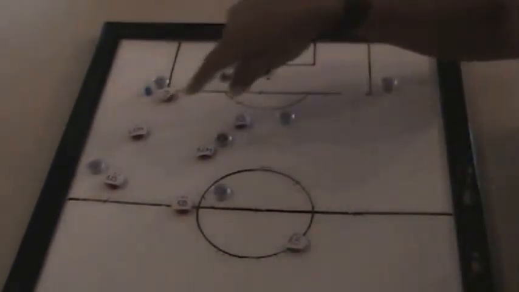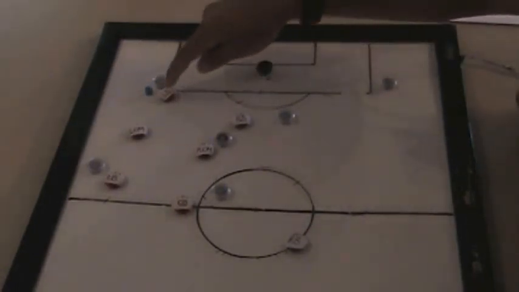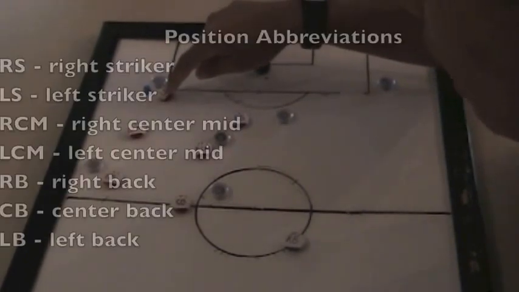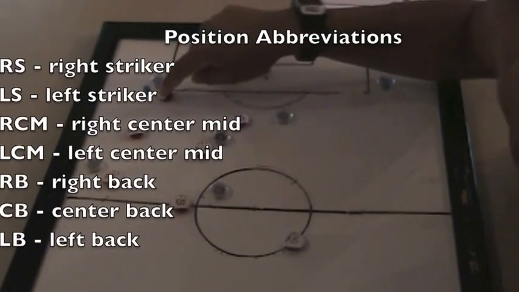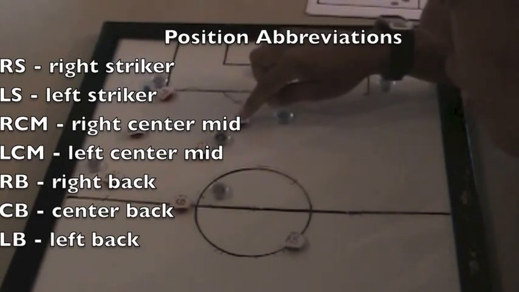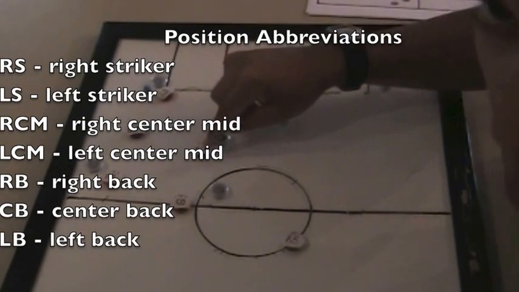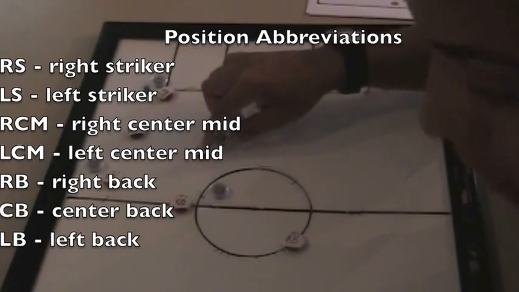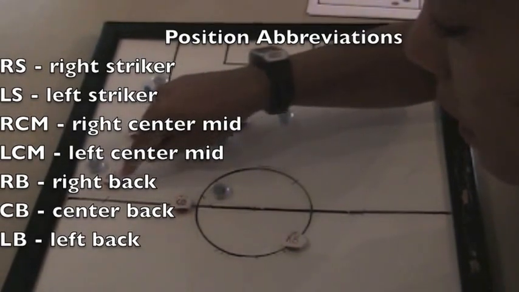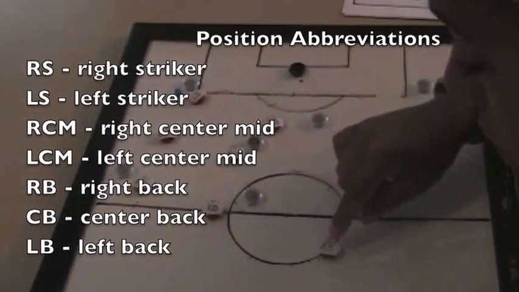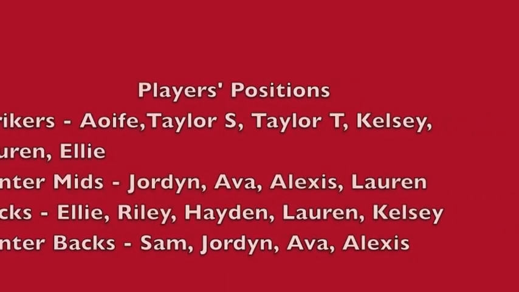Let me go through some of these positions so that you understand how I label them, because I did label them in your packet as well. You have the LS and RS. LS basically means left striker, and RS is right striker. I have LCM and RCM. LCM is left center mid, RCM is right center mid. LB, CB, and RB: left back, center back, and right back, all right?